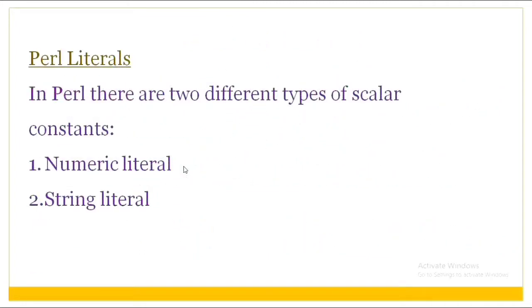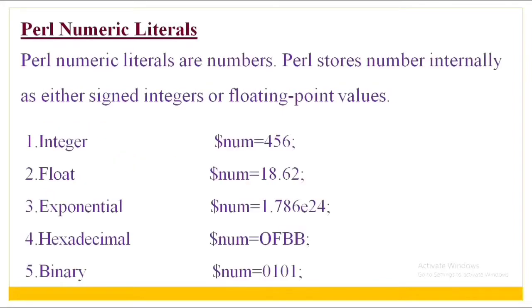Next, Perl literals. In Perl there are two different types of scalar constant: numeric literals and string literals. First, numeric literals. Perl numeric literals are numbers. Perl stores numbers internally as either signed integers or floating point values. First, integer data. 456 is the integer data. So variable declaration: $number equal to 456, starting with the $ symbol and ending with a semicolon.